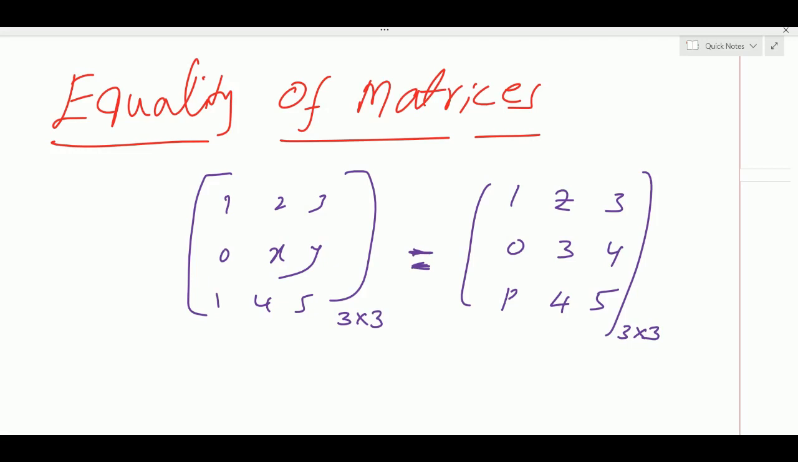Corresponding place of elements means elements at the same place. For example, in the LHS at first place a11 the element is 1, and in the RHS a11 is also 1, so 1 is equal to 1. Next, in the LHS, a12, first row second column, is 2, and in the RHS a12 is z, so we must equate z to 2. So z must be equal to 2. Similarly, a13, first row third column, is 3 in the LHS and 3 in the RHS, no problem at all. Now observe the next row.